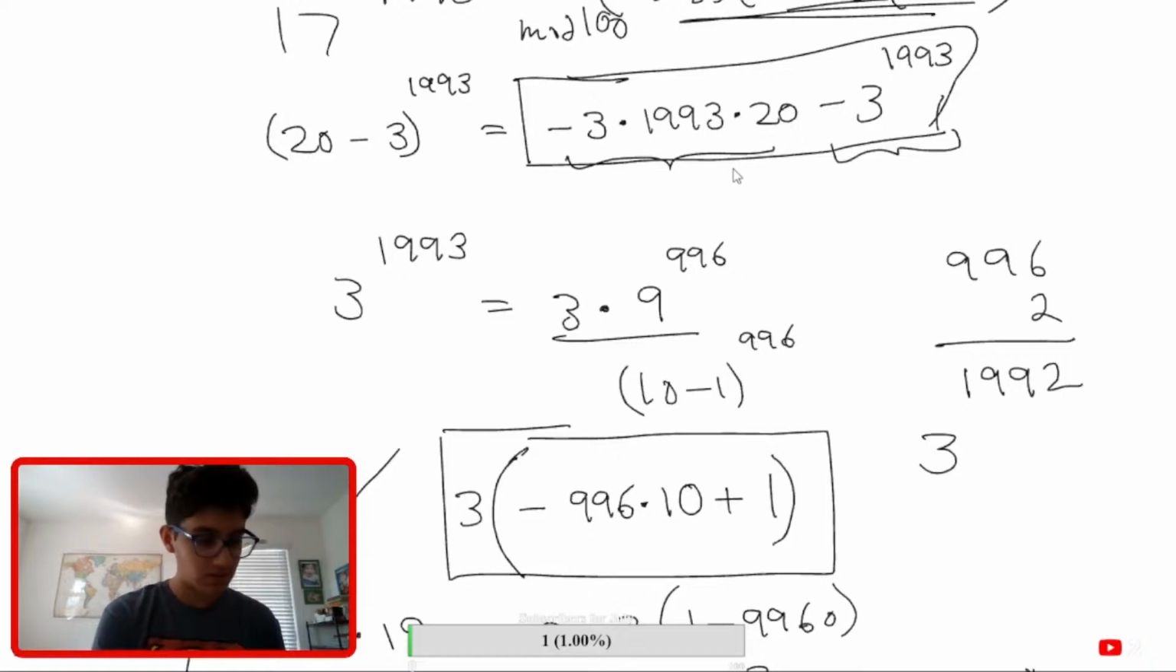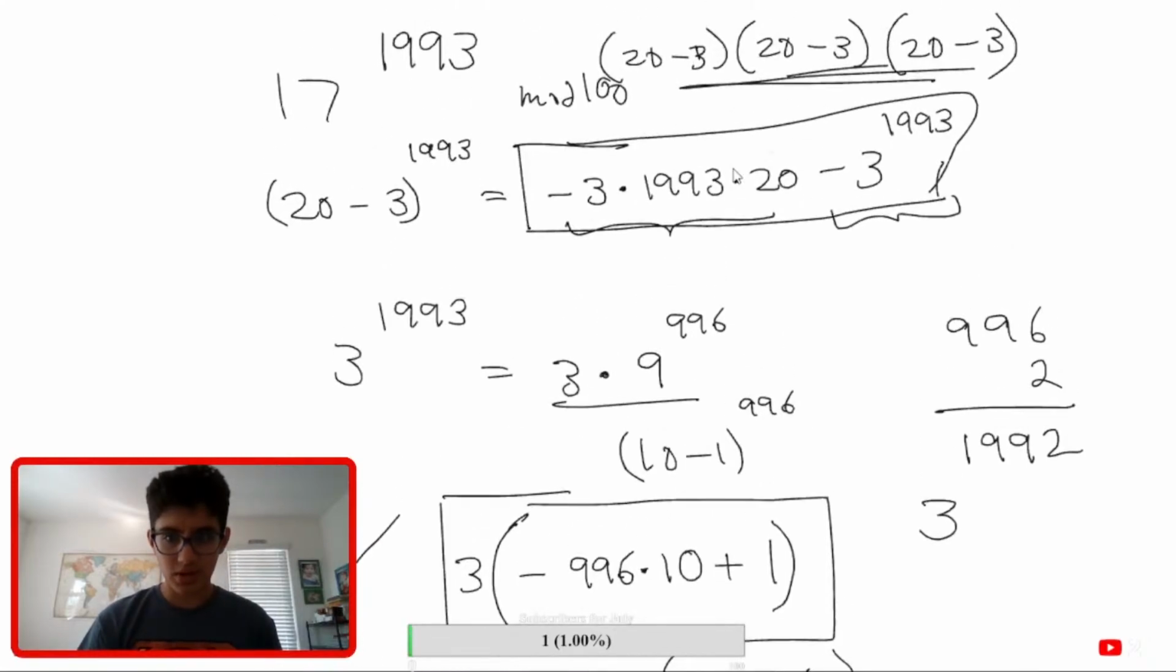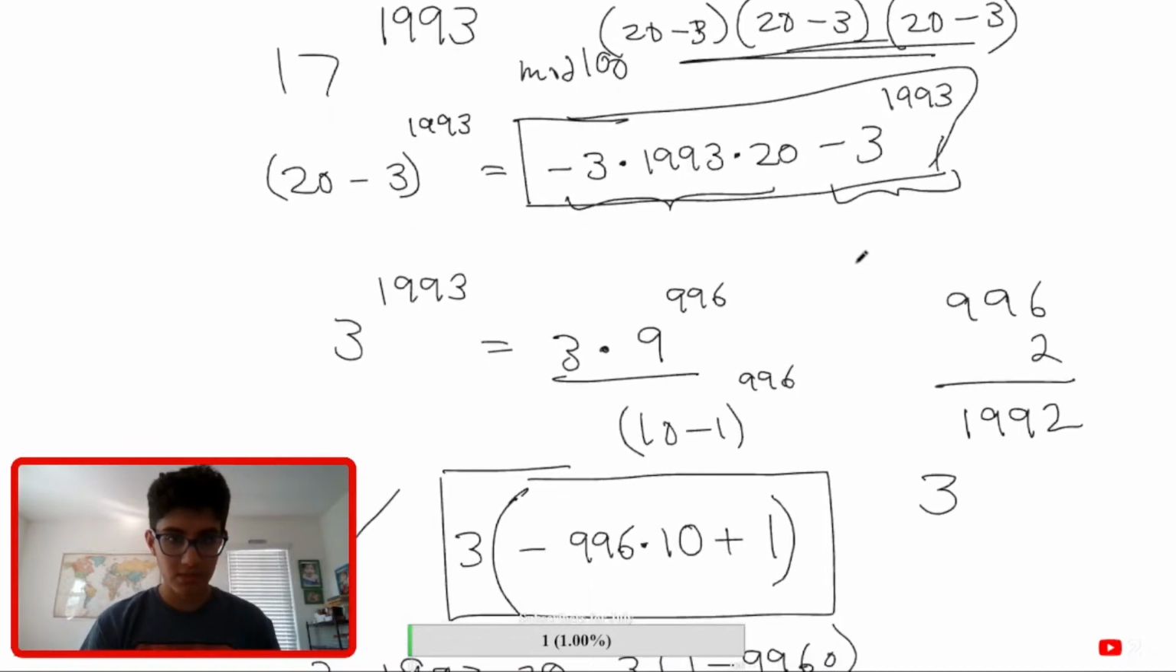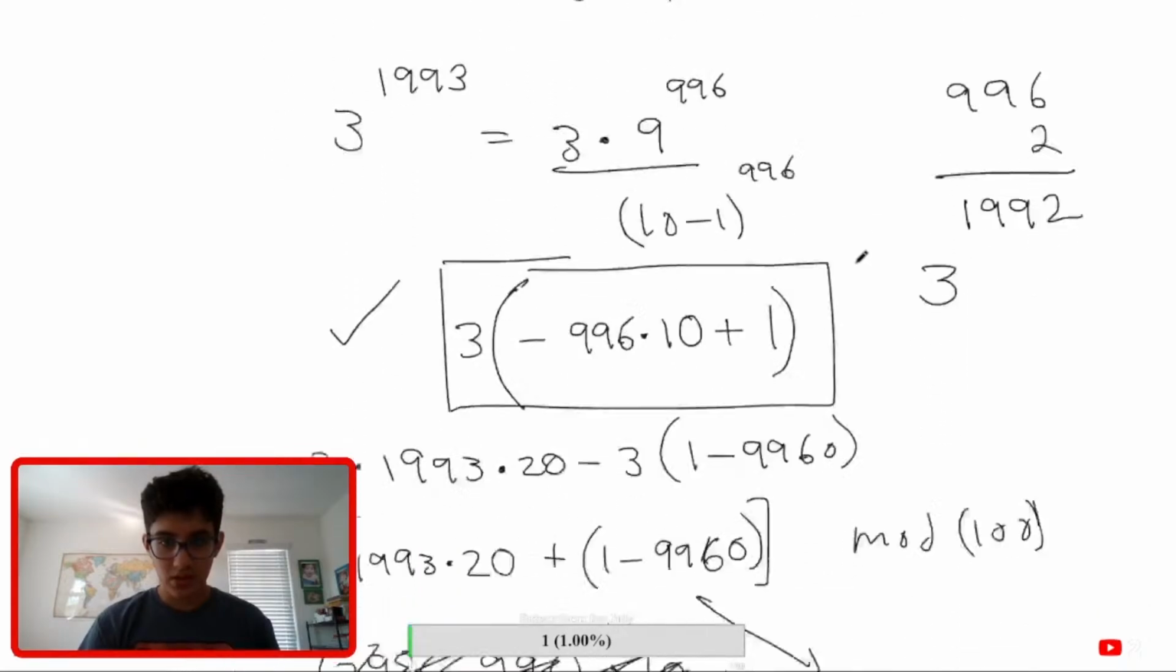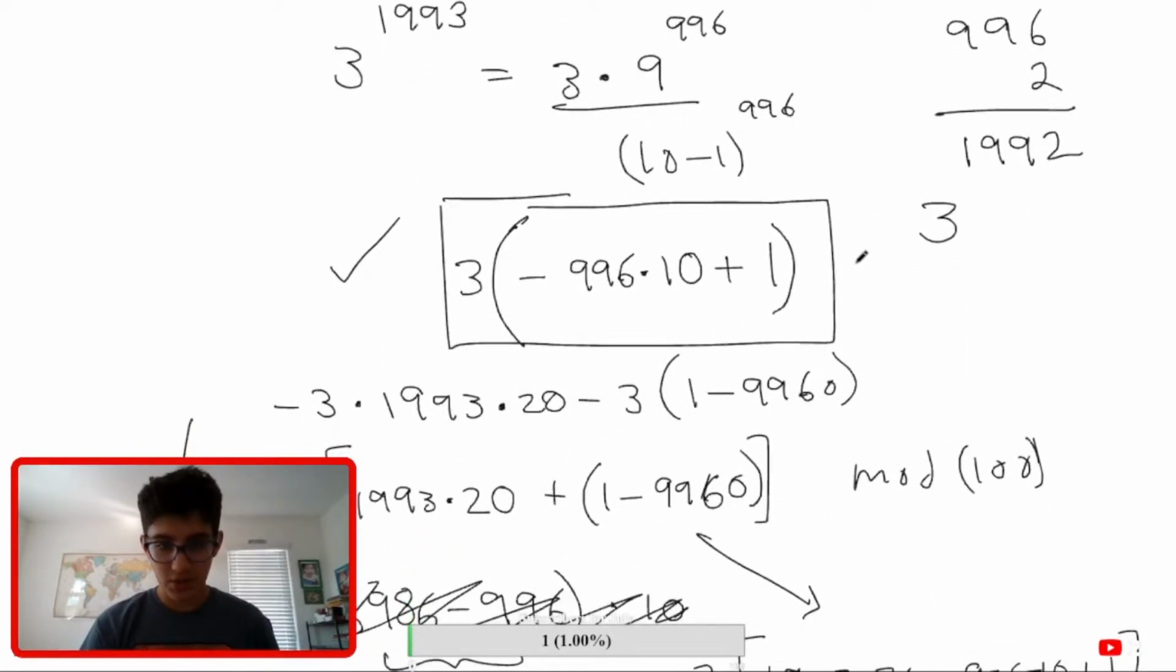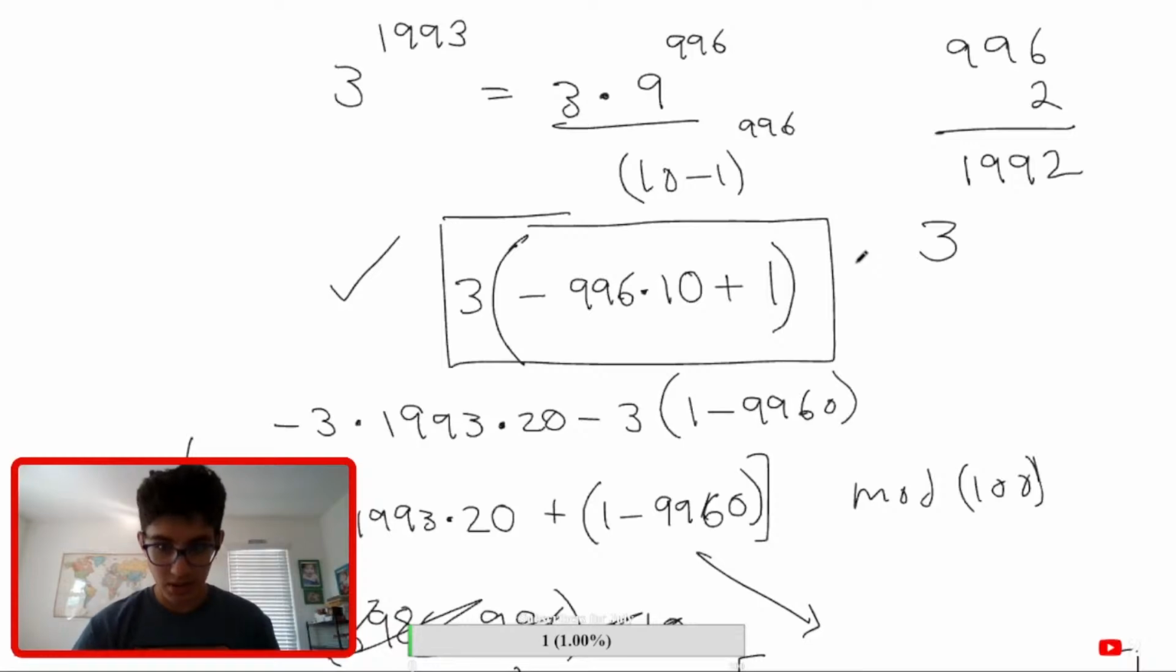Negative 3 times 1993 times 20. Yeah, that's right. And then it's minus 3 to the 1993rd. And it's minus because it's an odd power and it's negative 3. Yeah, that's right. Okay, so we got all that so far. Negative 3, when we take out negative 3, do we do that step correctly? 1996 times 10. This becomes 3986 times 10. This gets subtracted.